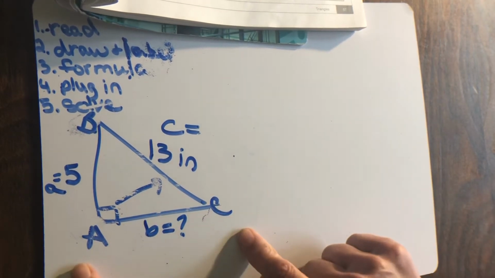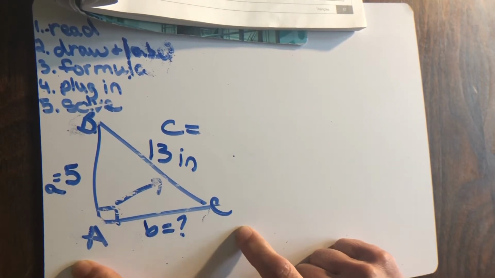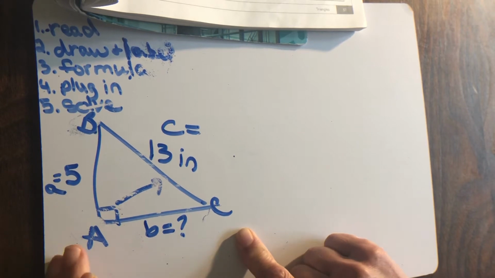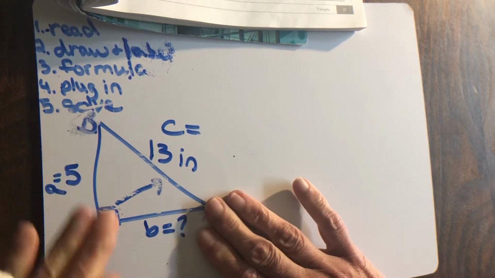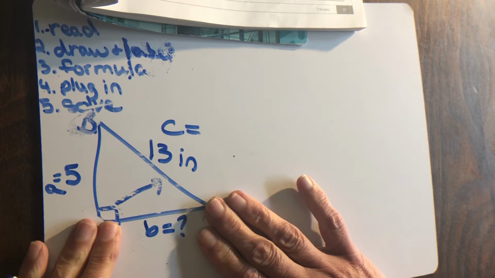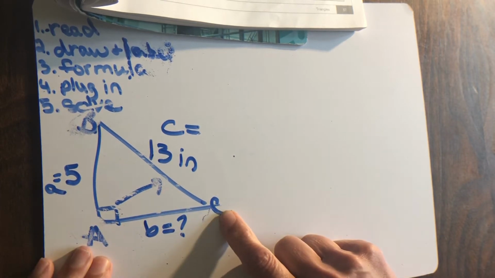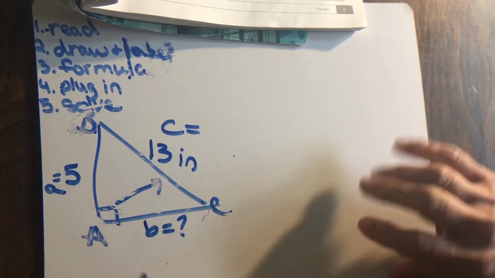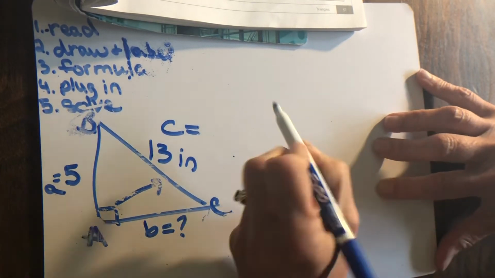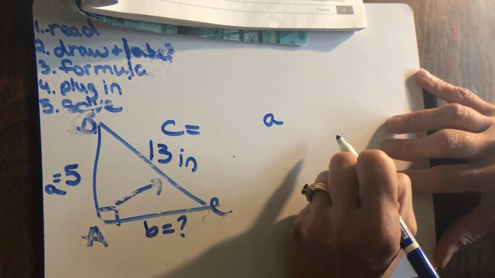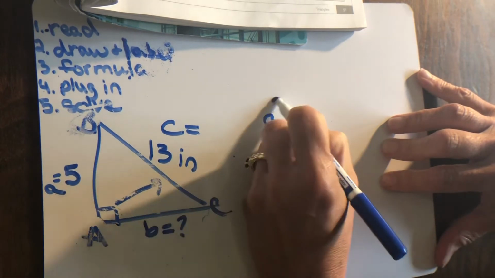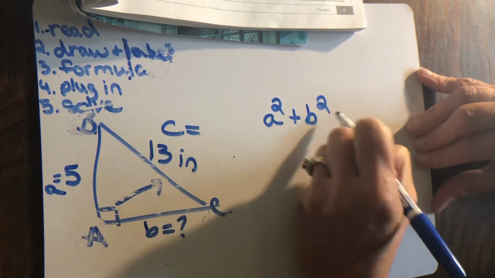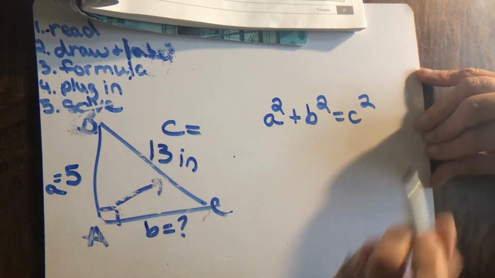So what's confusing about that is all these letters, right? But just keep yourself straight. And if you don't even want to use the letters of the vertex of the triangle, the points of the triangle, then that's fine. Leave that off. But let's go and solve our problem. So we're going to write our formula. We've got everything labeled. So we're going to write our formula: a squared plus b squared equals c squared.